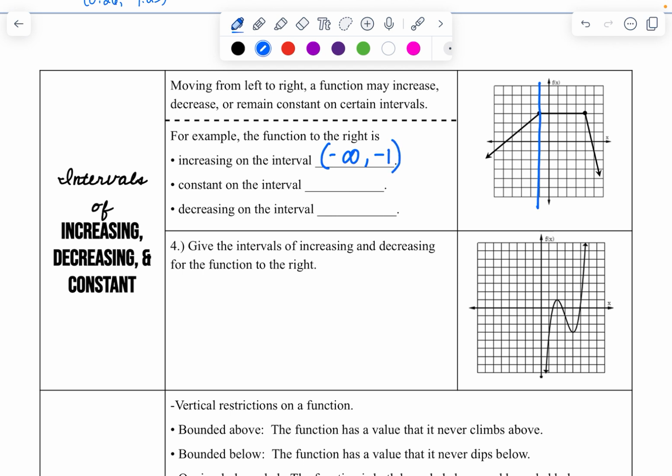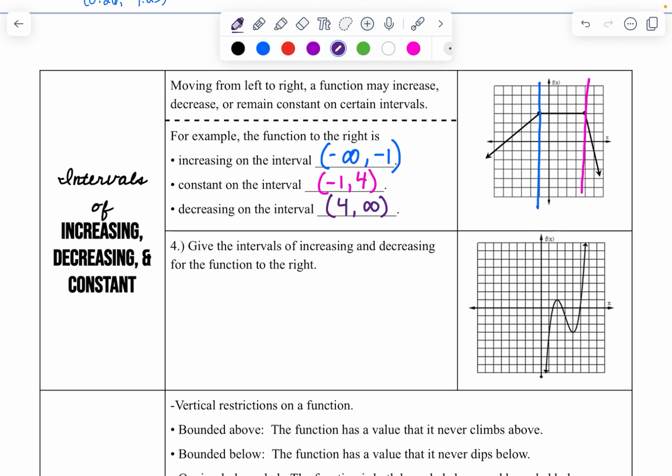We'll put a parenthesis around the -1 because technically at -1 we are no longer increasing. We transition to being constant because the function is flat, not going up or down between those two values. So we'll say it's constant on the interval from -1 over to +4. And then decreasing starting at +4 and going to infinity.